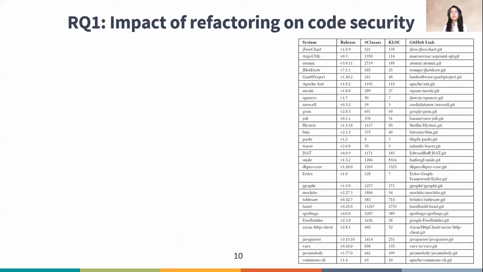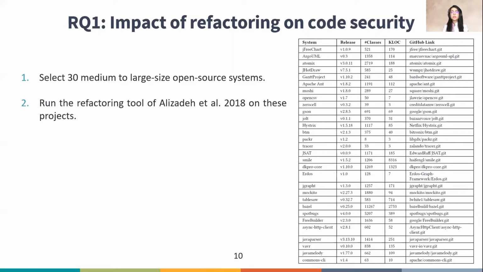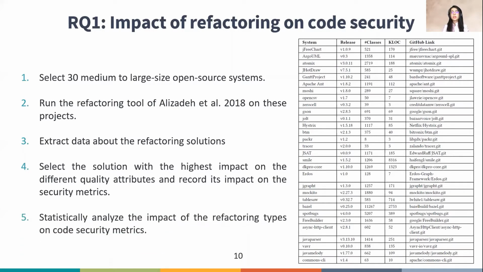Now, to answer the first research question, which is related to the relationship between security metrics and refactoring types, we selected 30 open source systems. We picked them of different sizes and from different domains. We then ran a refactoring tool that improves only quality on these projects. We extracted data about the refactoring solutions. We then selected the solution with the highest impact on the different quality attributes and recorded its impact on the security metrics. Finally, we statistically analyzed the impact of the refactoring types on code security metrics.